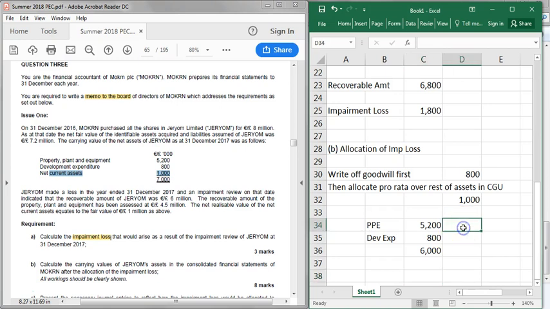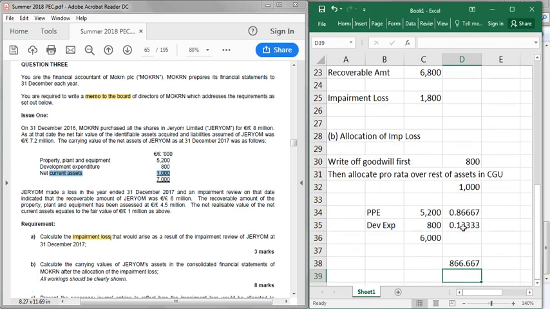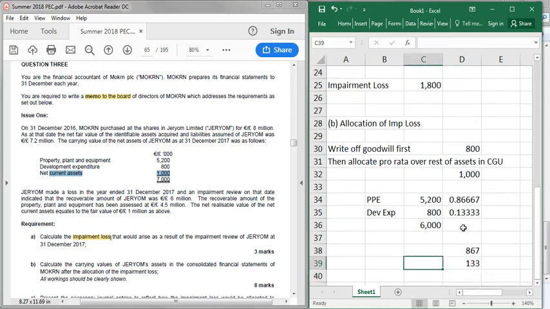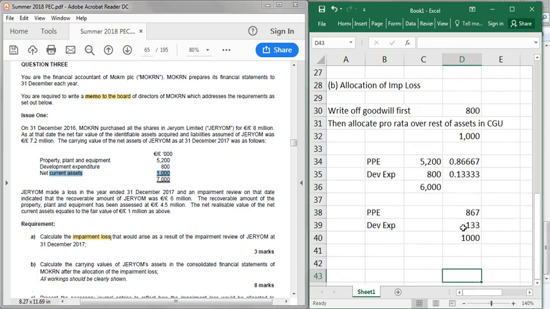So your next step then is to figure out, well, pro rata means what percentage of PP is that? 86. And the other one then must be 13.3. That is the relationship in which you allocate your impairment loss. So here, PP is going to get 1 million times 0.86, which is 866. We'll just round that to 867. And then this is going to be 133. So that's your allocation to PP and to development expenditure. You're not going to lose for rounding there. So that's the full allocation of 1 million. That's your step of how you go about it.